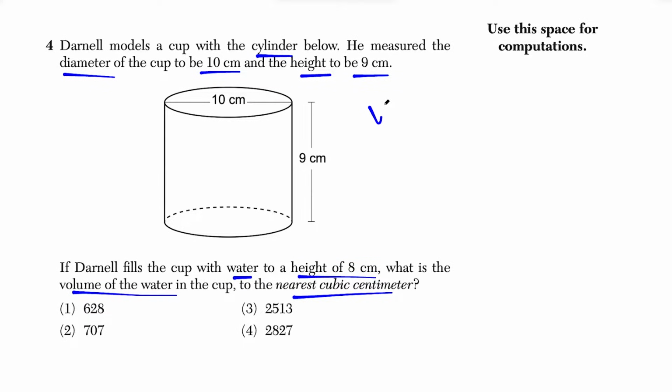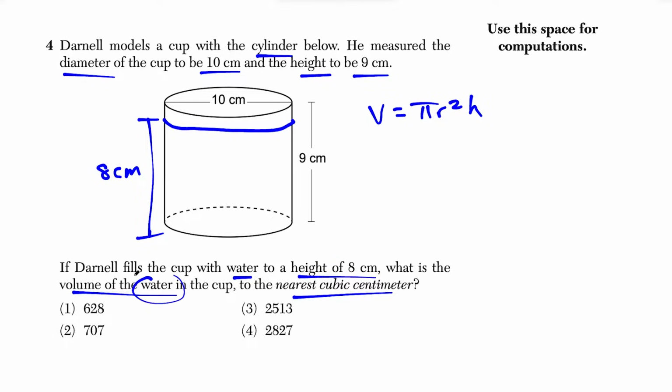So for one, we have to know the volume of a cylinder is pi r squared times h. And we have to be mindful here that Darnell is only filling the cup up to a height of 8 centimeters, okay? He's not filling it to the very top. He's stopping here 1 centimeter below the top. So the height that we're going to use is going to be 8 centimeters because we want the volume of the water in the cup.